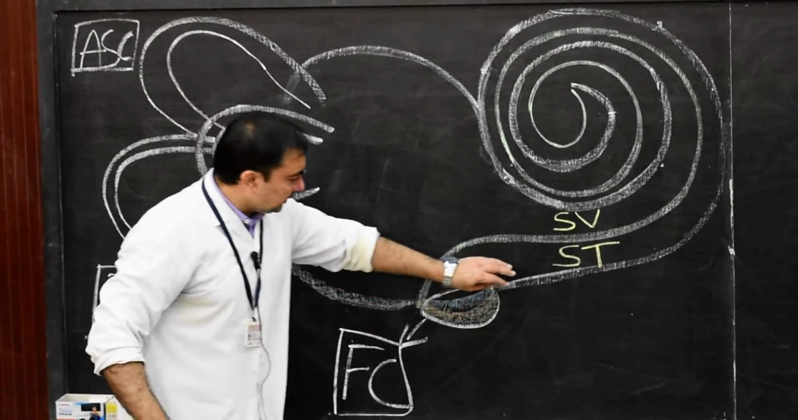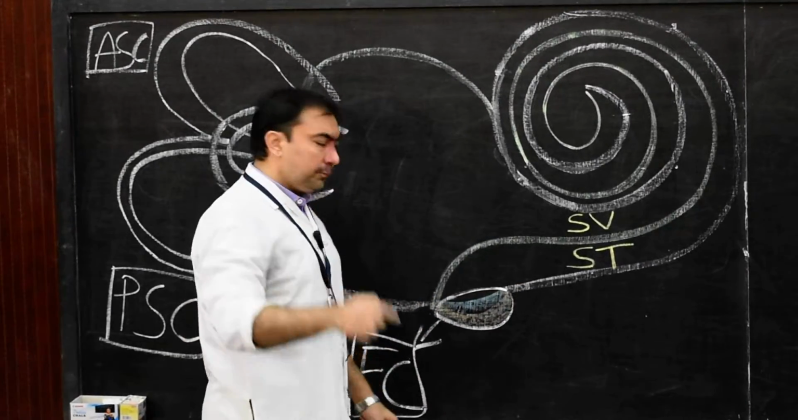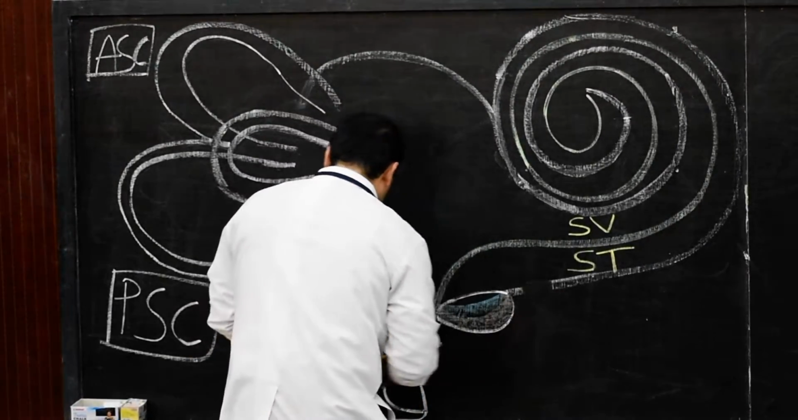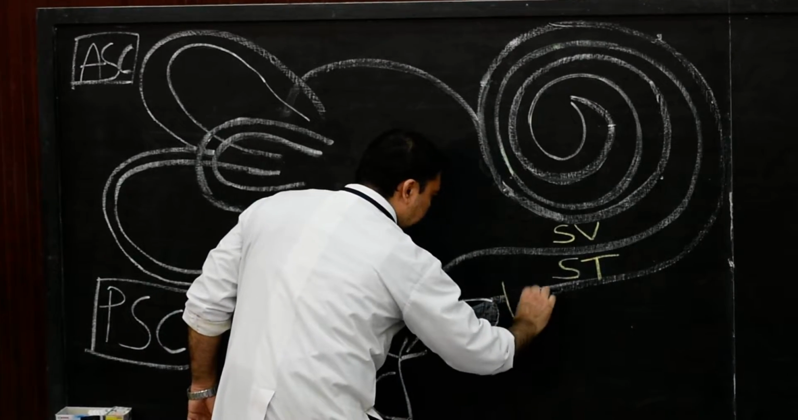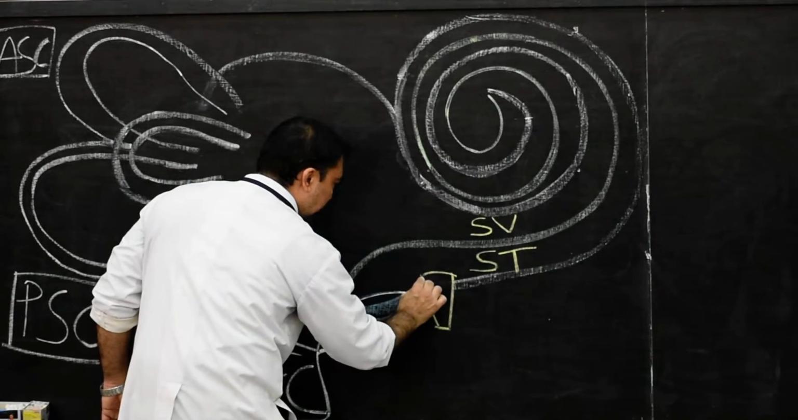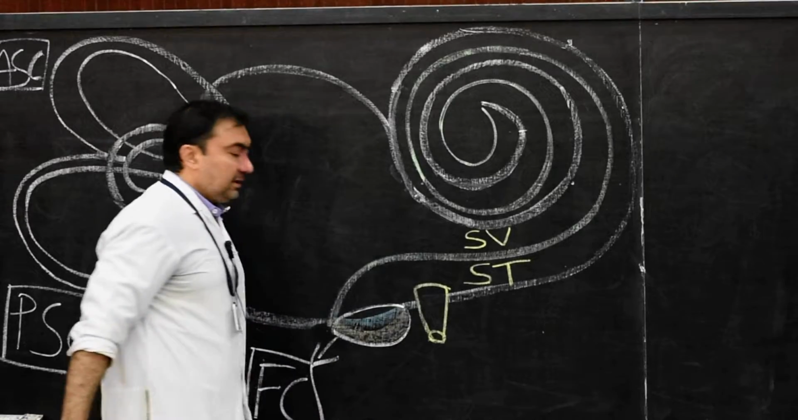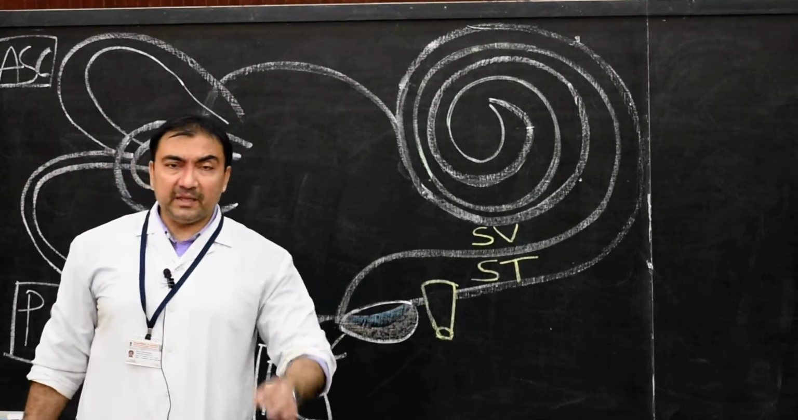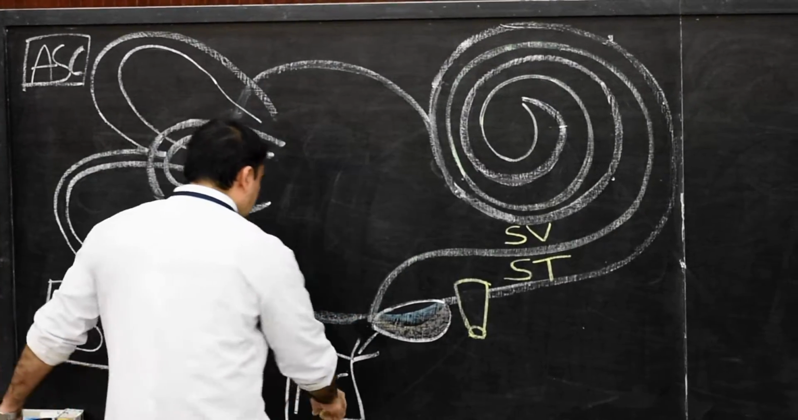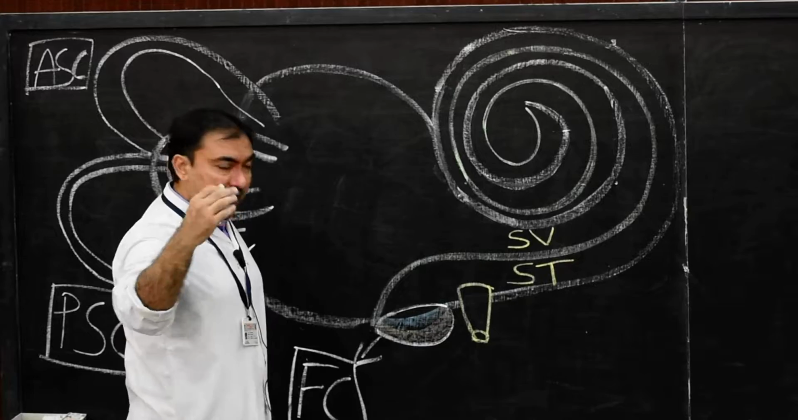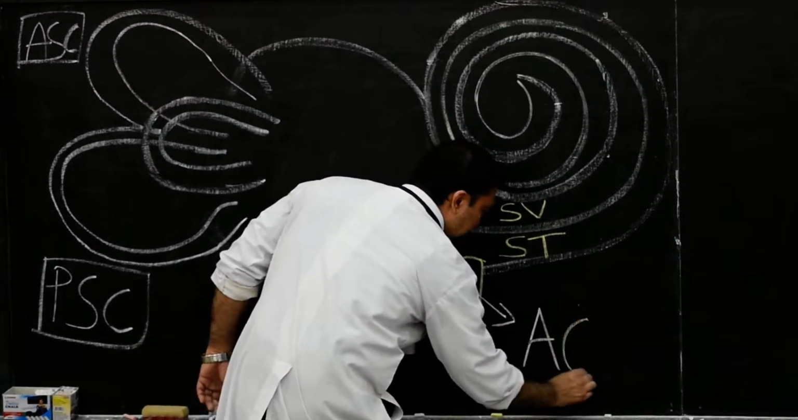Now comes another important point here, where my hand is there. The scala tympani will have another opening here, and that opening will be known as the aqueduct of cochlea. So this is very important, asked in MCQs and Viva. So many MCQs they have asked. This is known as aqueduct of cochlea.